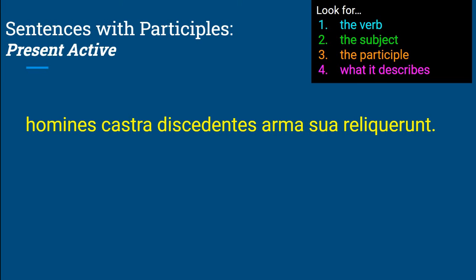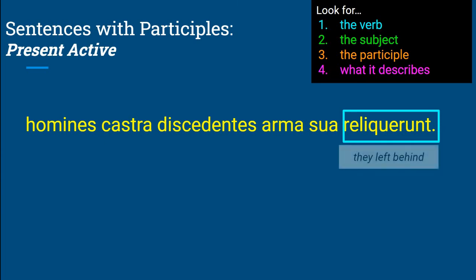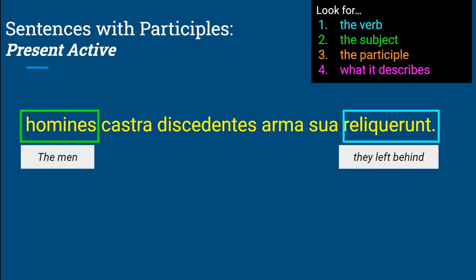So, our verb here, let's see if you can find it. Feel free to pause and try and find these things by yourself, or else just follow along with me. So our verb is going to be reliquerunt, perfect tense, third person plural, they left behind or they abandoned. The subject, well, it would be odd if the camp or the weapons were doing the action of the sentence, so let's assume it's the homines, the men. Okay, so our participle here should be pretty clear, and we know it's going to be present active because I've told you.